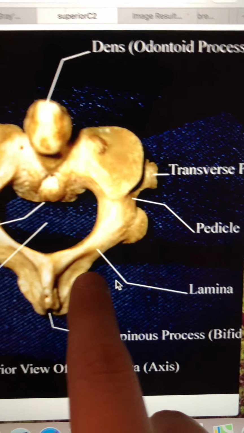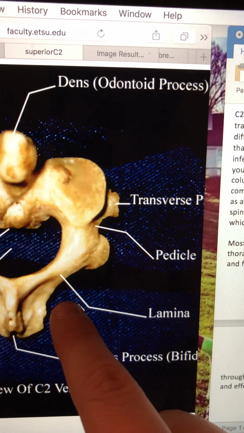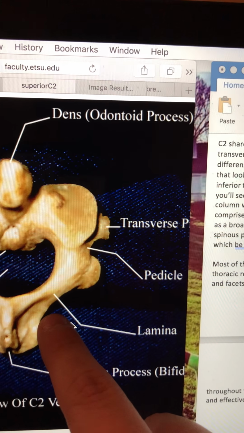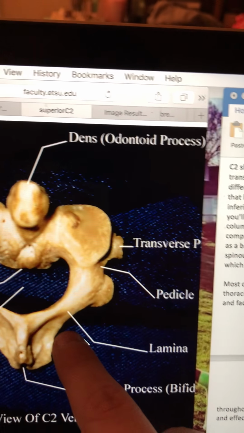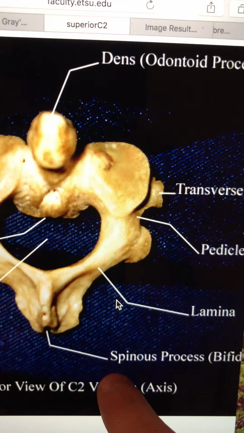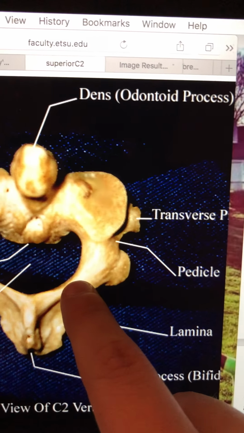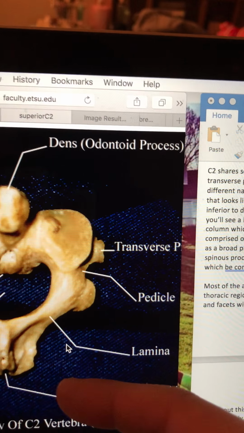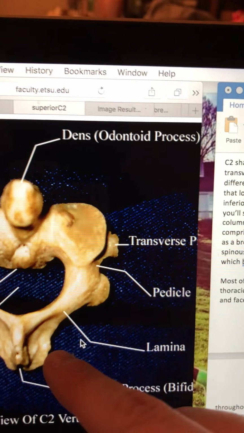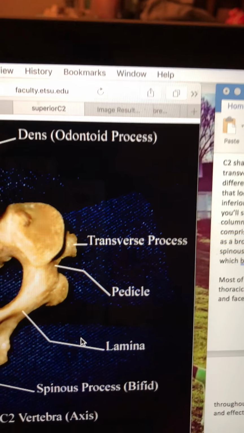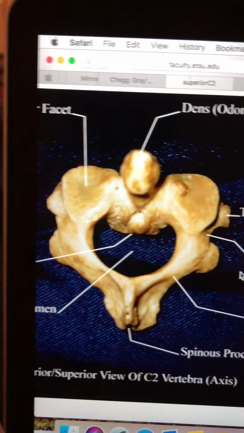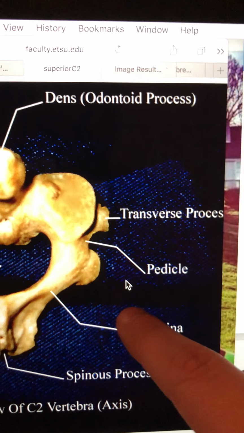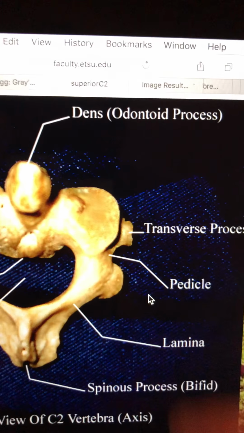The lamina was referred to as a broad plate or a layer of a structure which can be connected with the portion between the spinous process and the pedicle. So you see the spinous process and the pedicle. And the pedicle is referred to as a stem-like, narrow structure which can be connected with the portion between the lamina and the transverse foramen. So, see, there's the transverse foramen right here. Or, excuse me, the transverse process. The transverse process and the lamina, and the pedicle is right in between them.